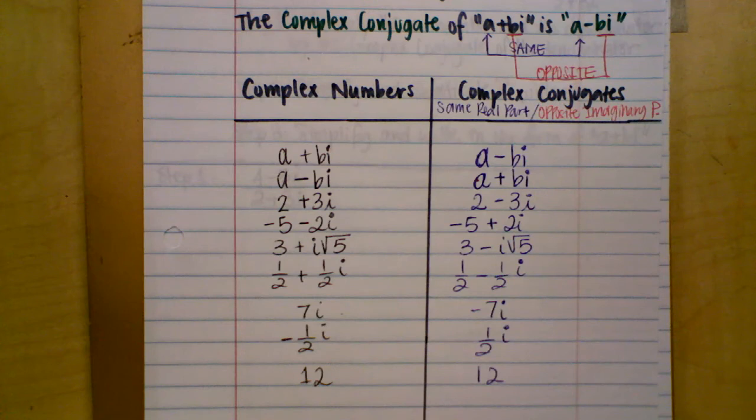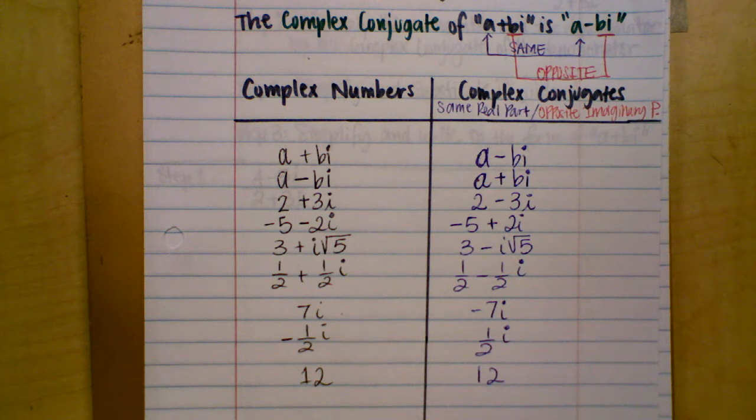Okay. Remember, the real part is going to be the same, but the imaginary part needs to become opposite. And for the last one, I just gave you a real number, so it doesn't change. It's just 12. The real part is the same, so you're not changing anything.